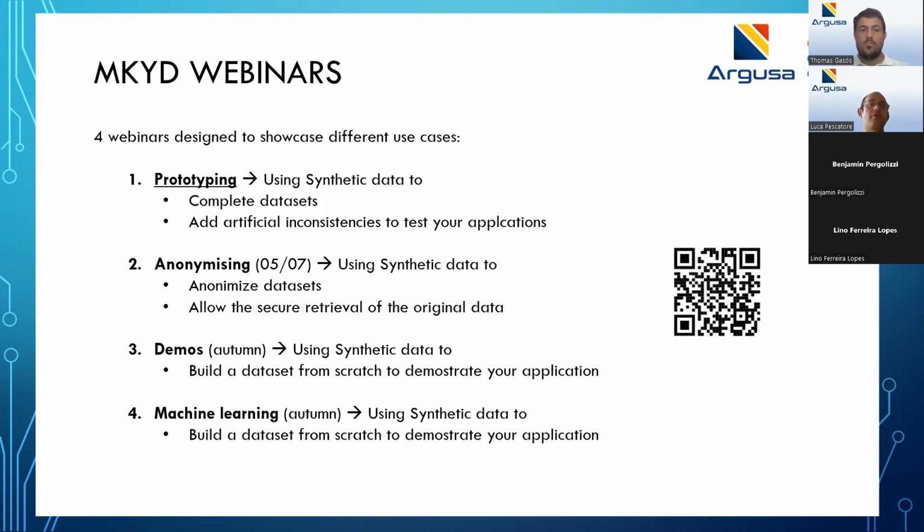Before the demo, just a couple of words about the series of these webinars. This is a series of 4 webinars about prototyping and testing today. The next one will be in 2 weeks about anonymizing. And there will be 2 more in autumn. The dates are still to define, but those will be about building data for demos and building datasets, augmenting datasets for training machine learning models. So the next one will be on 5th July about anonymizing.